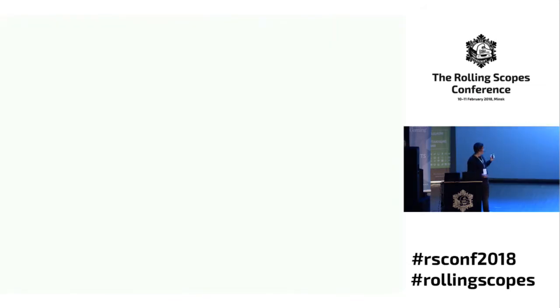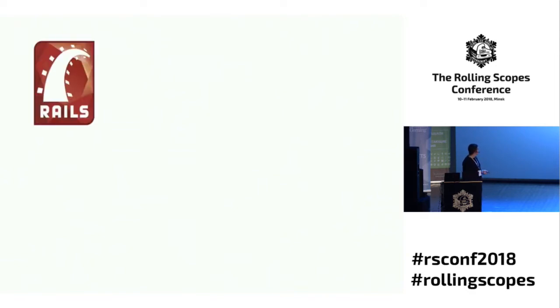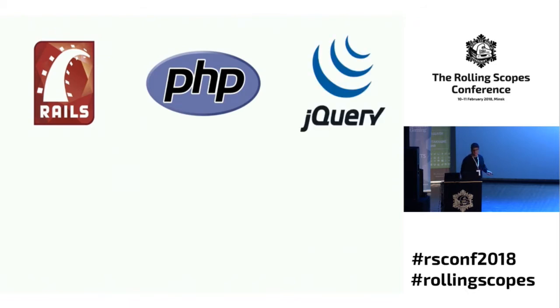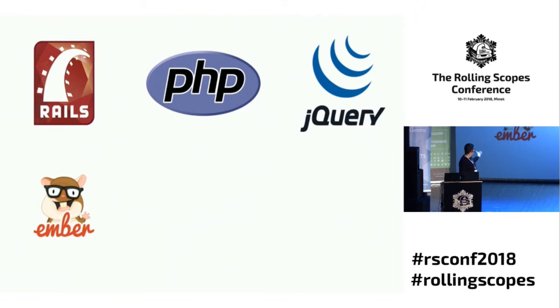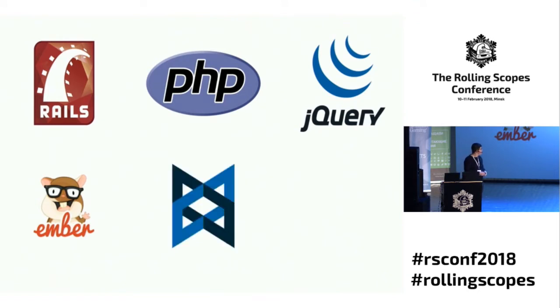First, let's remind ourselves of some good times when we were using Rails, PHP, jQuery. You probably remember those times. Then we also used Ember, Backbone, and Angular 1. So those are the languages that are probably dying now.